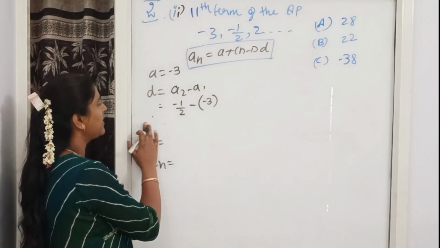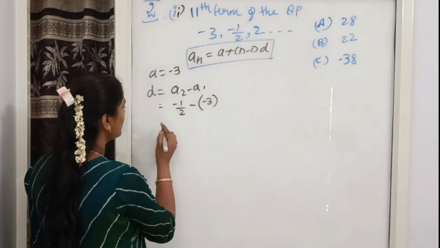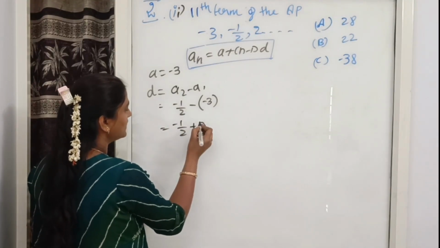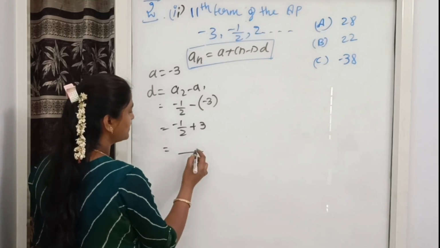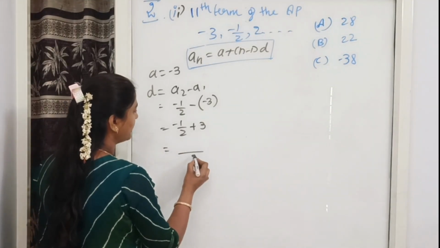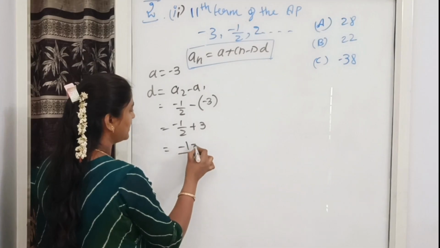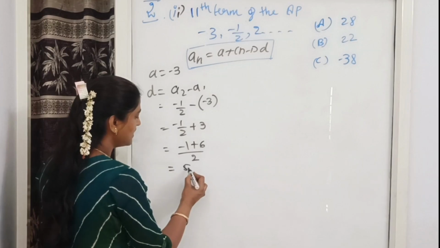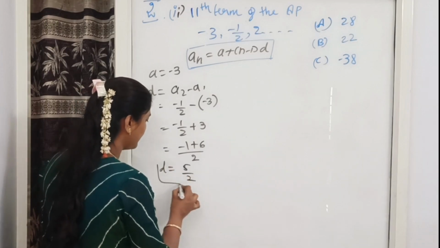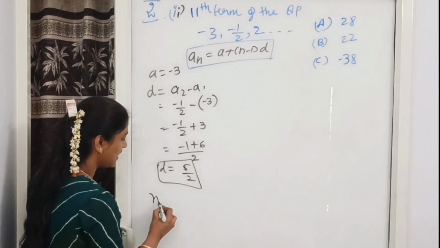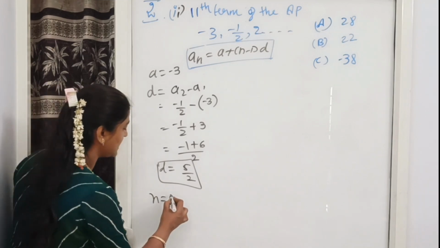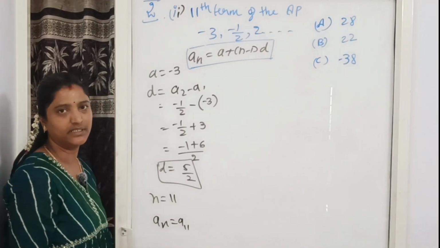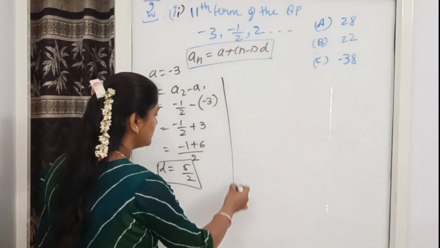Okay. So now what will it become? Minus of minus into minus, plus 3. Take the LCM, that is 2; 2 3s are 6. Or you can cross multiply. Minus 1 plus 2 3s are 6. So minus 1 plus 6 is 5 divided by 2. So 5 by 2 is our common difference. And what is the number of terms? The 11th term we need to find. So an is nothing but a11, isn't it? So let us apply the formula.